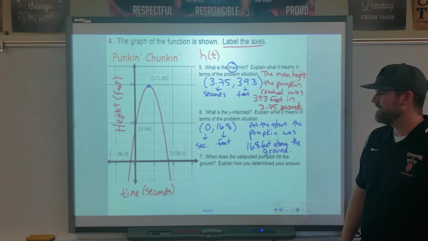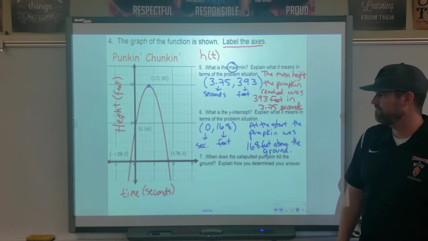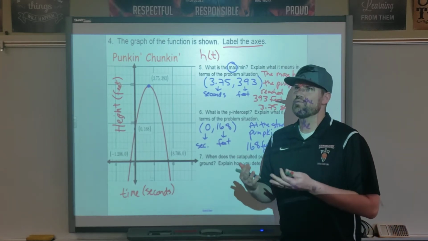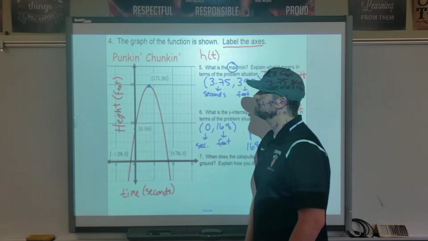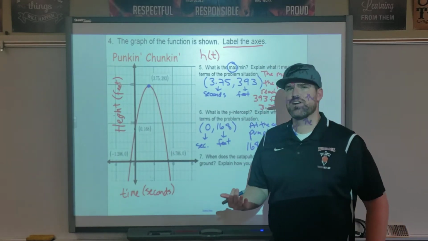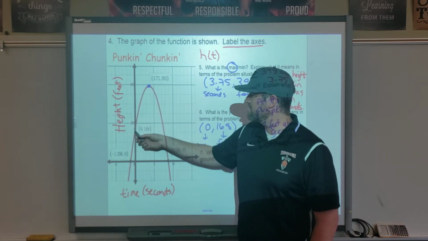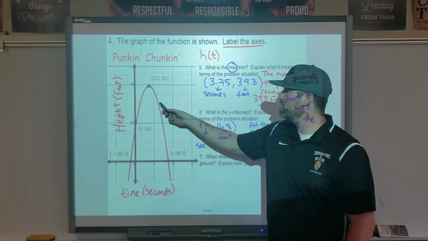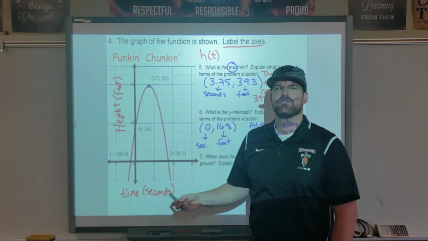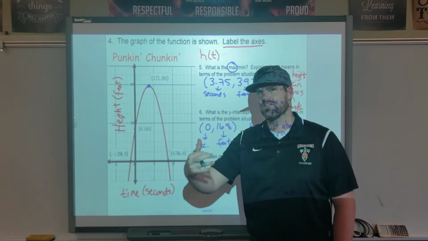All right, last question on this page. When does the catapulted pumpkin hit the ground? Well, what does the ground have to do with either the time or the height? Well, the height of the ground should be what height? If the pumpkin started at 168 feet and it reached a maximum height of 393 feet, what would be the height when it hit the ground? The height of the ground is 0, right? There's 0 feet above ground is the ground.